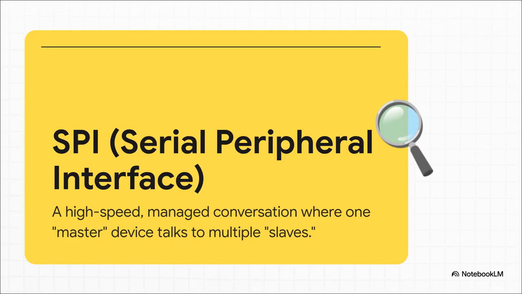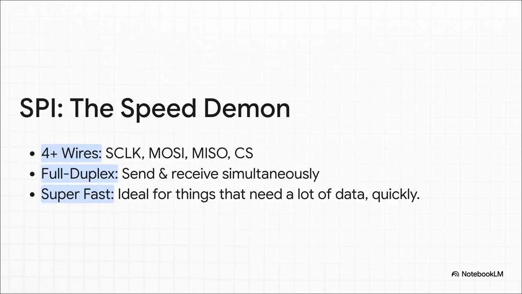Next up, we have SPI, and this protocol is all about one thing: speed. It works using what we call a master-slave architecture. The master, which is usually your main microcontroller, is the boss. It controls the entire conversation, deciding which slave device it wants to talk to and when. Now, that speed comes at the cost of using a few more wires.